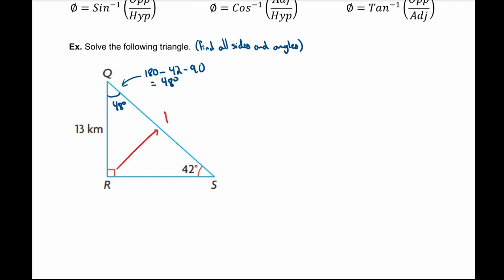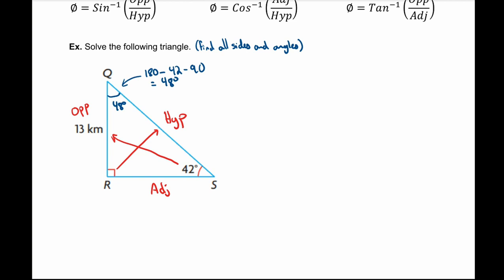Across from the right angle is always going to be our hypotenuse. I'm going to use the 42 degrees as my reference angle. So that means the side across from it is the opposite, and the side beside it, that's not the hypotenuse, is the adjacent.